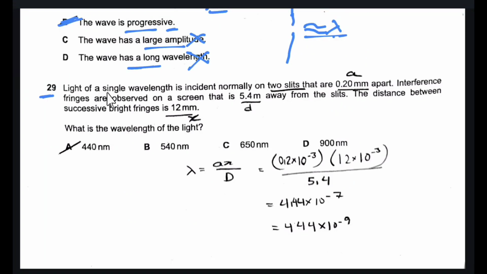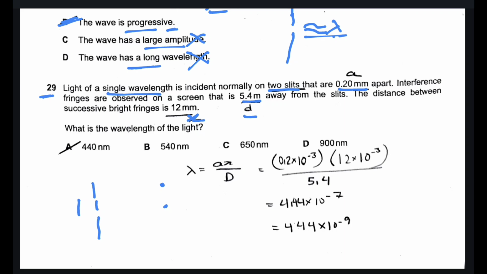29. A light of single wavelength is incident normally on two slits that are 0.20 mm apart. That is, the distance between the two slits is 0.20 mm. Then the interference fringes are observed on the screen that is 5.4 meter away from the slit. So this is distance D. Then the distance between the successive bright fringes is 12 mm. That is x. So what is the wavelength of light?